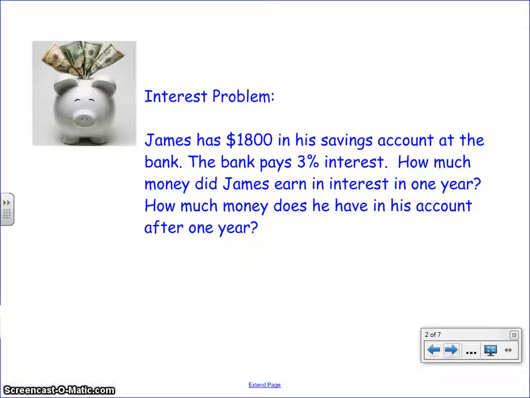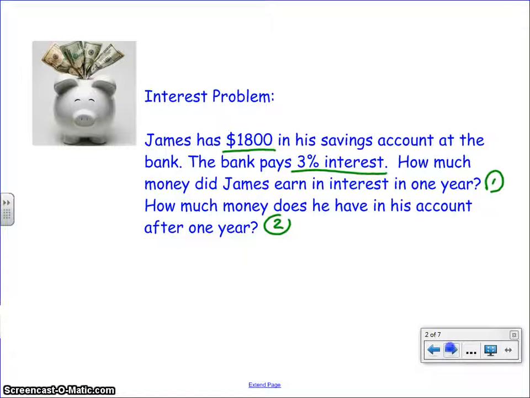So, an interest problem. James has $1,800 in his savings account at the bank. The bank pays 3% interest. How much money did James earn in interest in 1 year? Our first question: how much money did he earn in 1 year? And then the second question says, how much money does he have in his account after 1 year?